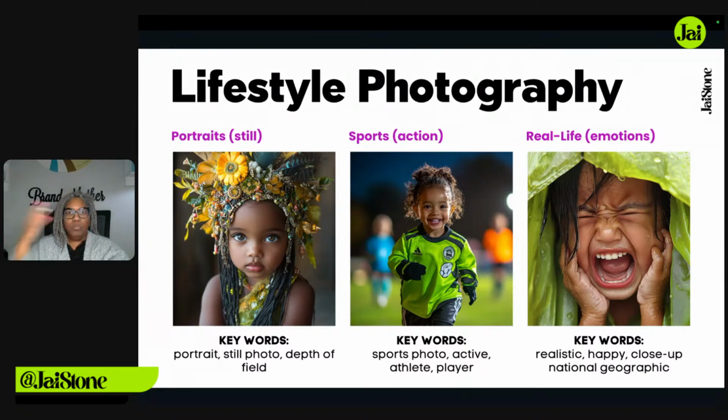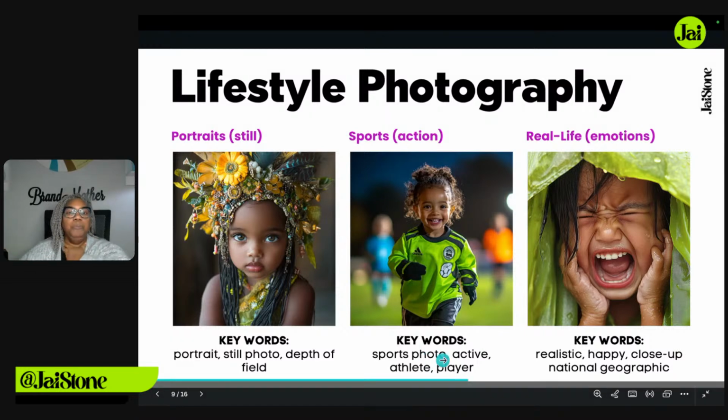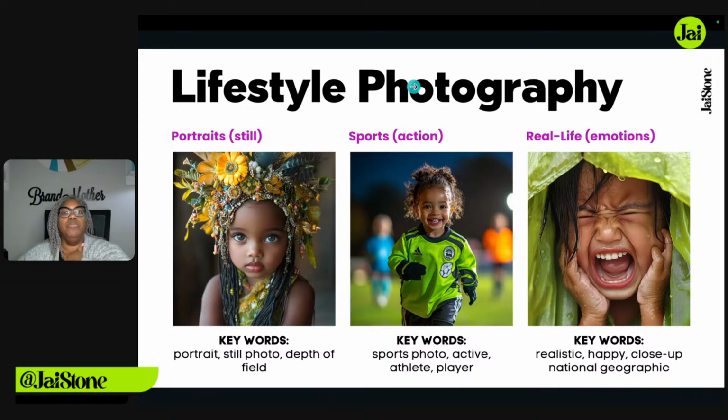Okay, action photography is like sports, but you'll also see that in National Geographic or whatever. It shows someone in motion, but it was slowed down. So you can see that there's action going on in the background, but it's kind of blurred. So this is great for people who want to do sports, fitness, wellness. All right. So the keywords here are going to be sports photo, active athlete, player. So you would say sports photography, portrait photography.